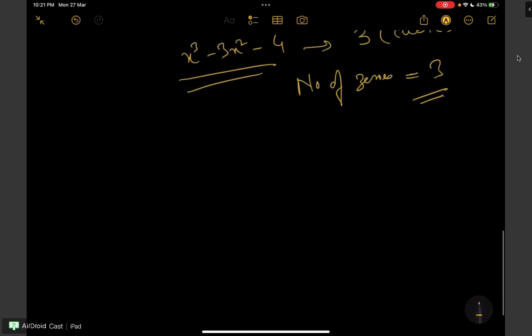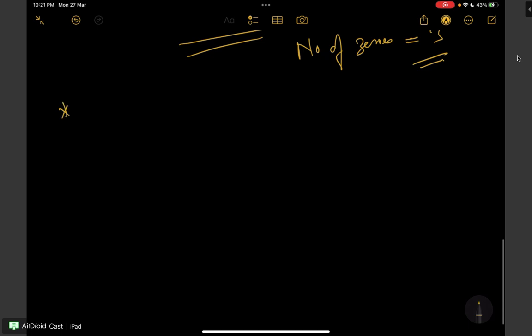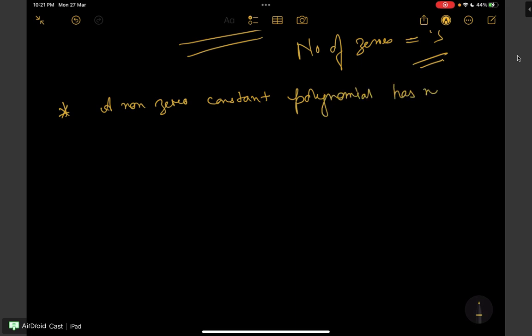Now, the next point that we should know is that a non-zero constant polynomial has no zero. Non-zero constant polynomial means any constant. Let us, for example, take the constant as 8. Now, what will be the zero of this polynomial? Let us see. Now, 8 can be written as how much? 8x to the power 0.